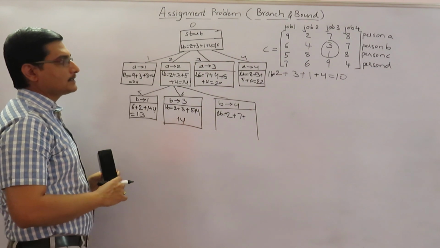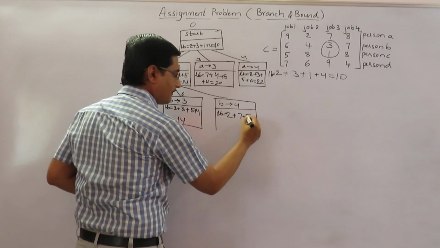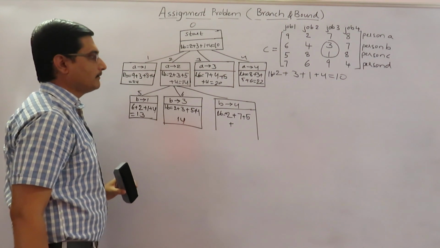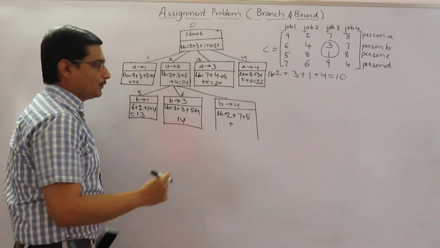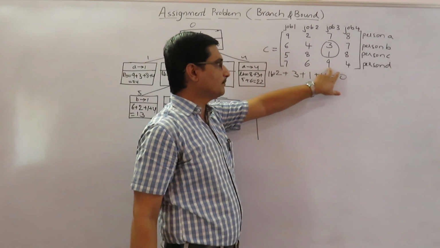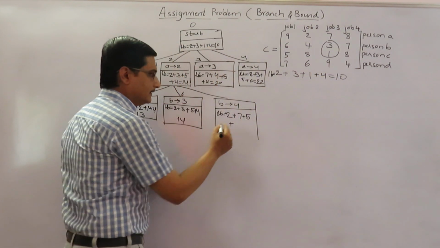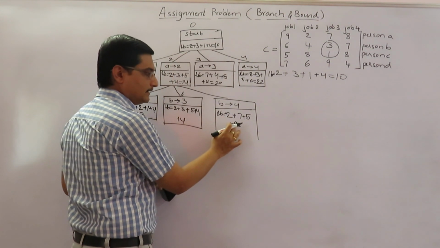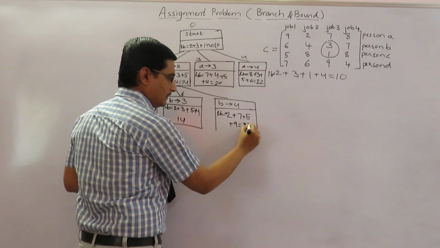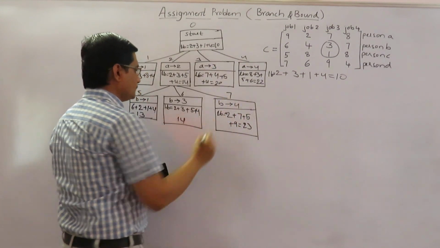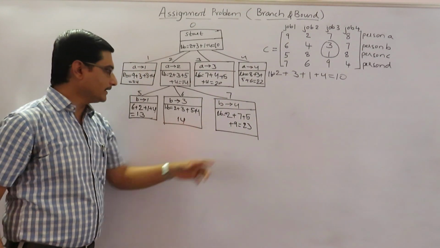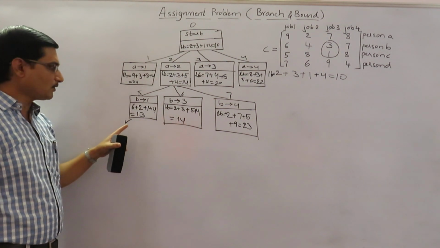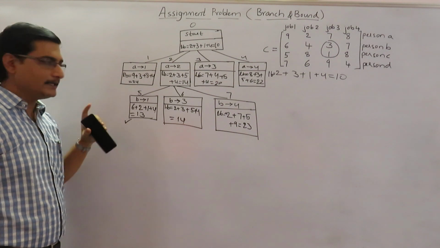So job 1 can be assigned to person C, that cost is 5, and we are left with job 3, which if we assign to person D, the cost is 9. So this is equal to 7 plus 2 is 9, 9 plus 9 is 18 plus 5 is 23. See that we have got 13, 14 and 23. Out of these, this is most promising, because it is giving us the least cost.